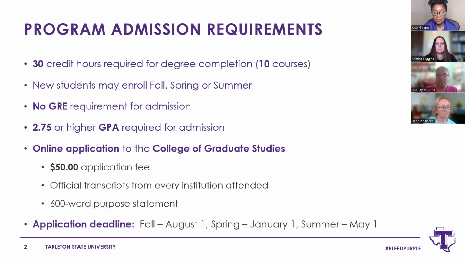To apply, you're going to go through the online application. There is an application fee. You'll have to have official transcripts from each of the institutions you've attended and a 600-word purpose statement letting us know what your purpose is for getting this graduate degree. And then the application deadline for the fall is August 1st, for spring is January 1st, and for summer it's May 1st. Although I know those dates are listed, there is a little bit of leeway, but it's really best if you can meet those deadlines so that you have time to register and be advised before classes begin.